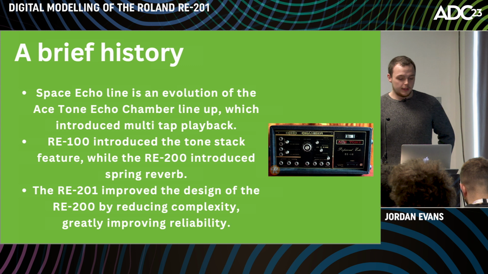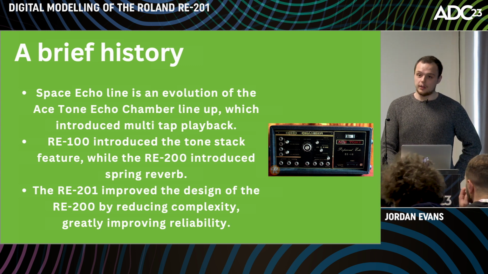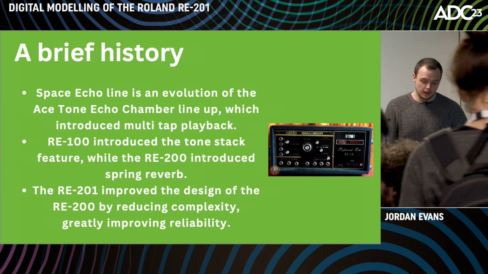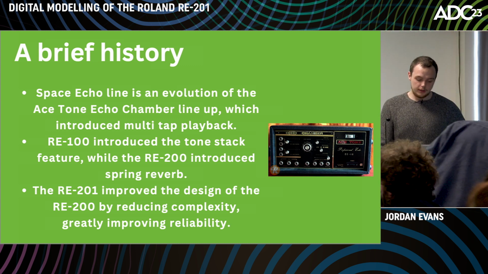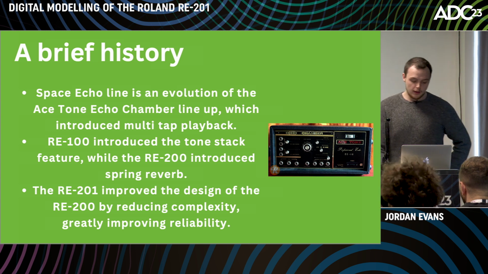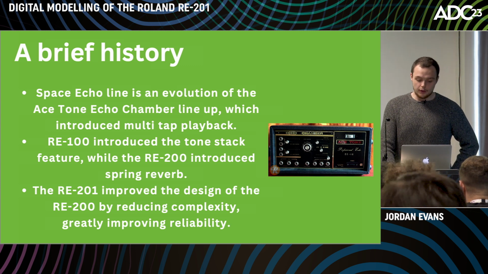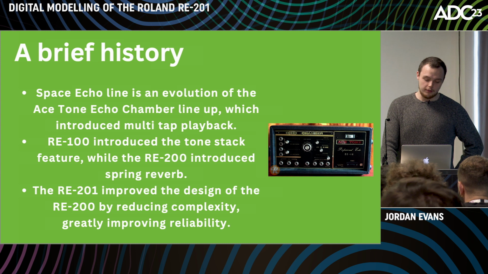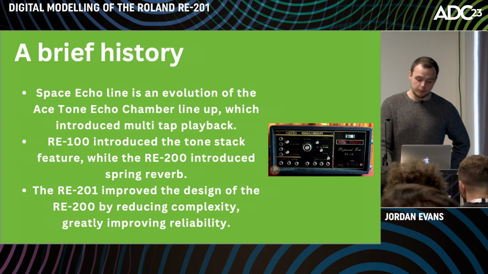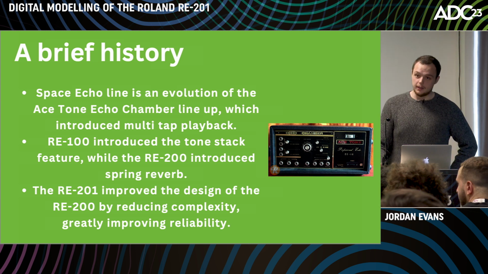The Space Echo lineup itself is an evolution of the Ace-Tone echo chamber lineup, which introduced multi-tap playback in the 60s. The RE-100, the first Space Echo device, introduced the tone stack feature, a two-band adjustable equalizer before being written to tape, and the Roland RE-200 introduced spring reverb. The 201 improved the design of the RE-200 by reducing complexity and greatly improving reliability, which made it an iconic device.